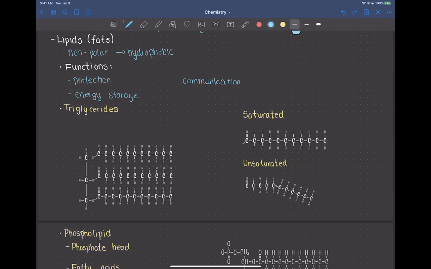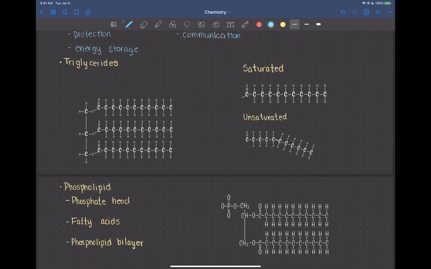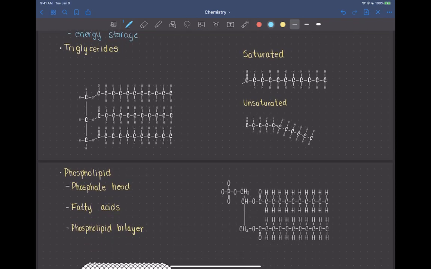Okay, so let's start off with triglycerides. Triglycerides would be the kind of fats found in food and stored in the body. Anywhere you have fat deposits, those are gonna be in the form of triglycerides.